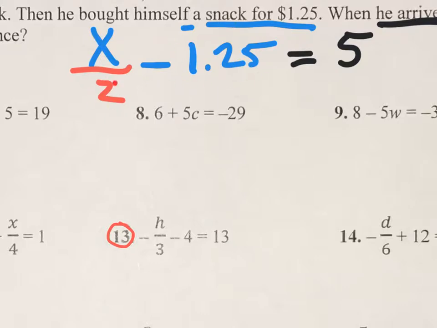This is kind of like the movie star's buddies, hanging out with the movie star. Look, it's getting a piggyback ride, right? So we're going to get rid of this guy first. We're going to add $1.25. And what I do to one side, I do to the other side, add $1.25 over here.